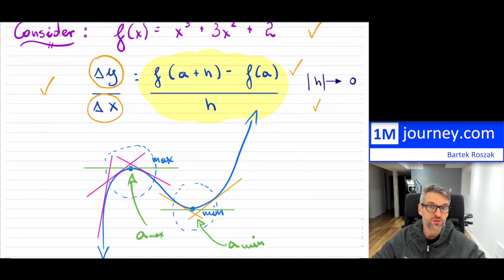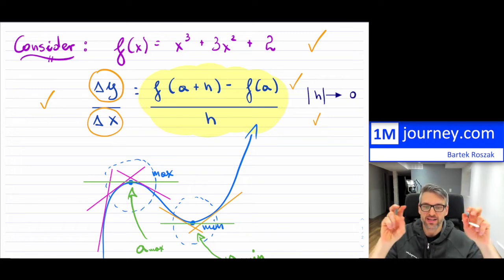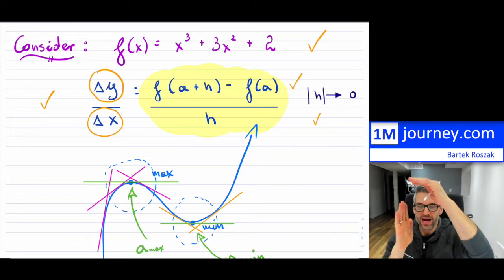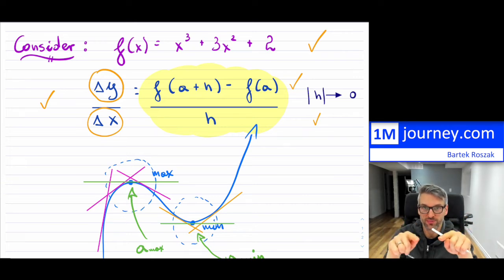Now, what I'm going to do is graph this function and find the a max and a min: the value of x at the maximum and the value of a at the minimum. Then we're going to substitute them back in.